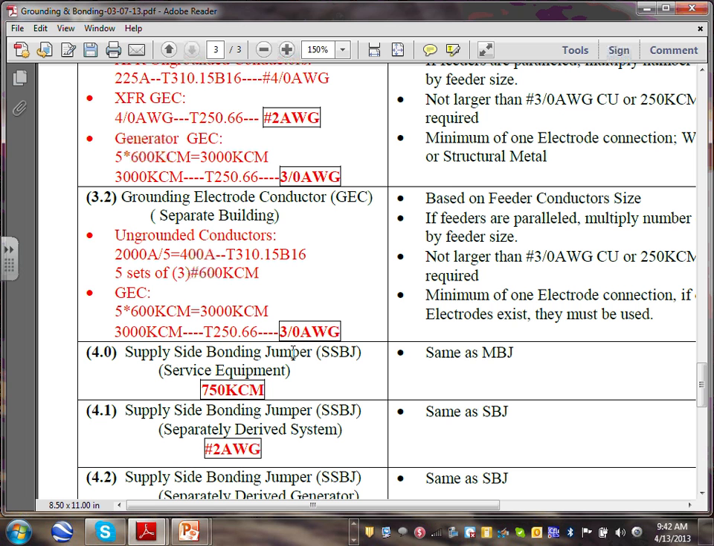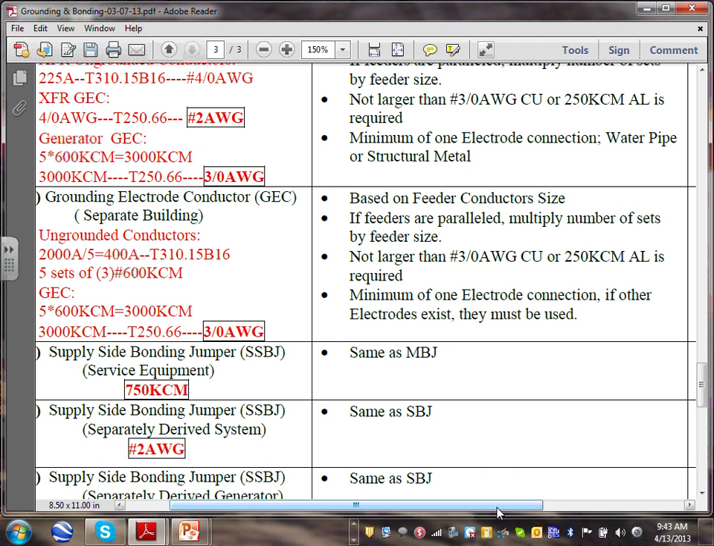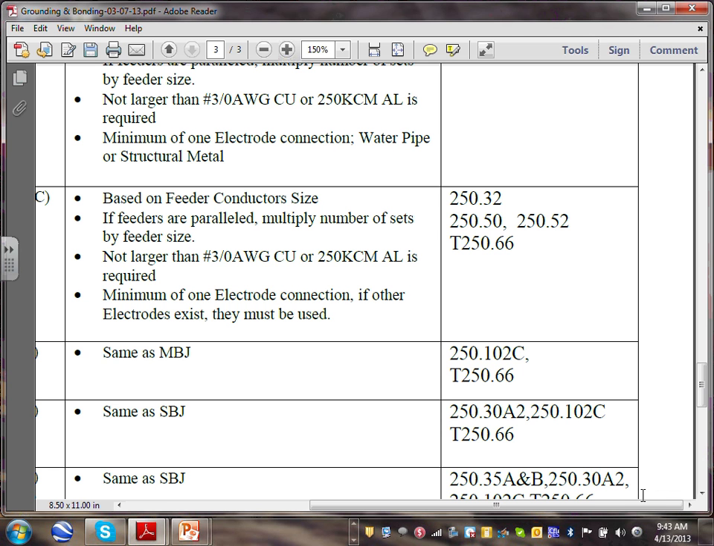Any comments? Any questions about that? So that's basically what you're going to be doing, and the same minimum. So here's what I said also, guys. Based on the feeder conductors, if the feeders are parallel, you have to multiply them by their sets, not larger than 3/0 or 250, minimum of 1 electrode connection. If other electrodes exist, they must be used. So just summarize the whole requirement. And if you don't believe your friend Chad, go check: I have 250, 32, and 50, and 52, and so forth.